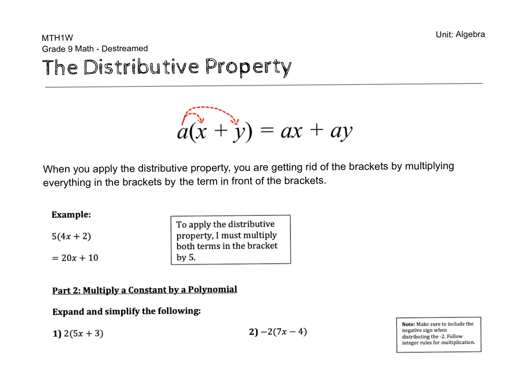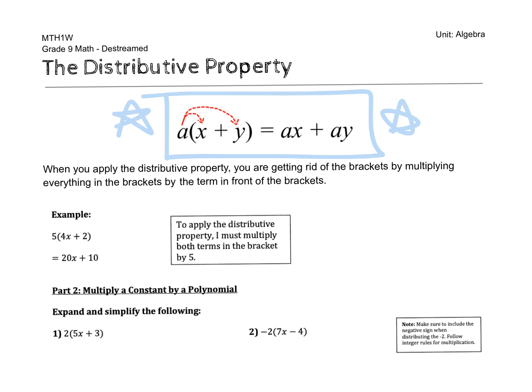The distributive property can be summarized mathematically by the overall summary as shown at the top of your sheet. When you apply the distributive property, you're getting rid of brackets. So you can see I've got brackets right here. So there's what's inside the brackets, and you're taking the term outside or in front of the brackets. So that'd be the A right here. And you're multiplying everything inside the brackets by the term out front of the brackets. We've kind of already done this a little bit.